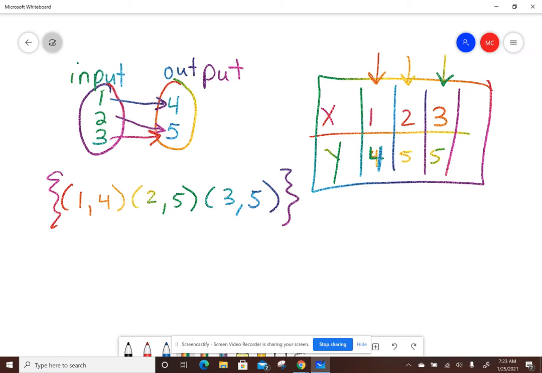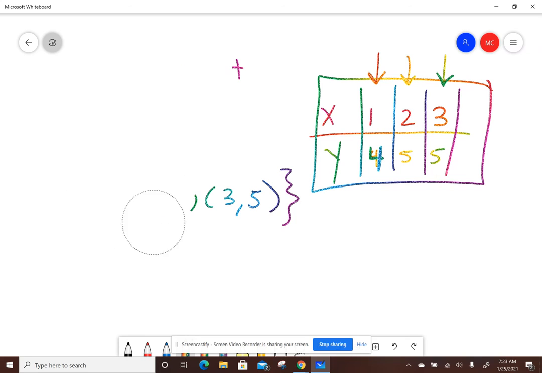What that means is if you put this into mapping, how many arrows are coming out of the 1? Just 1. How many arrows are coming out of the 2? Just 1. How many arrows are coming out of the 3? Just 1. It does not matter that 2 and 3 both map to 5. That's okay. What you can't have is a situation like the next one, which I will show you.